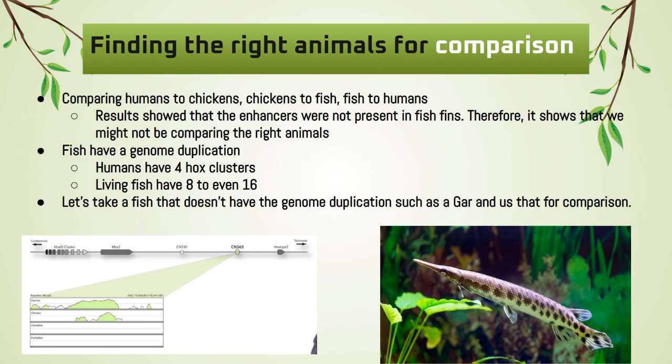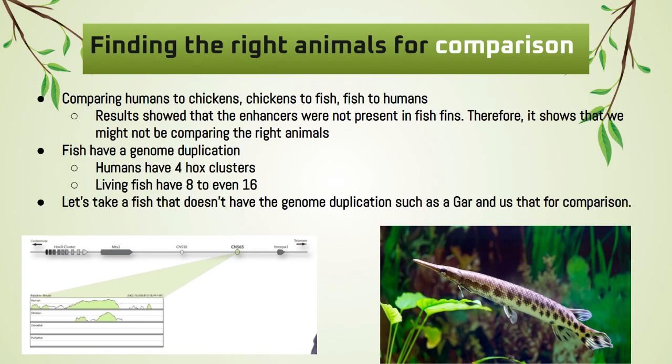Finding the right animals for comparison. Having the right animal could be a key to discovering the genetic connection between Tiktaalik and fish and Tiktaalik and a tetrapod. And so some candidates for comparison were humans to chickens, chickens to fish, and fish to humans. The results show that enhancers were not present in the fish fins. Therefore, it shows that we need a new animal for comparison.